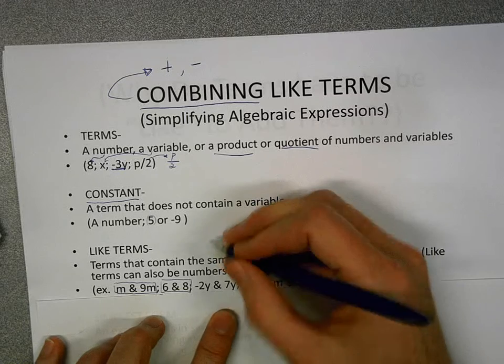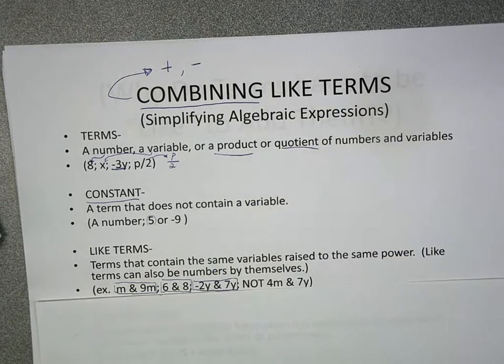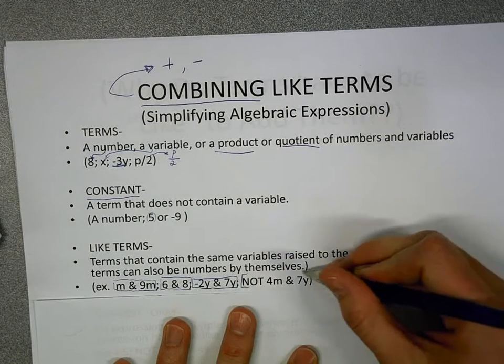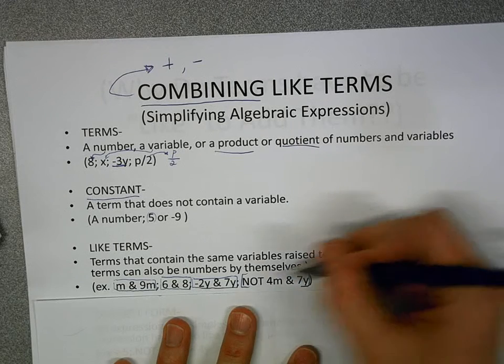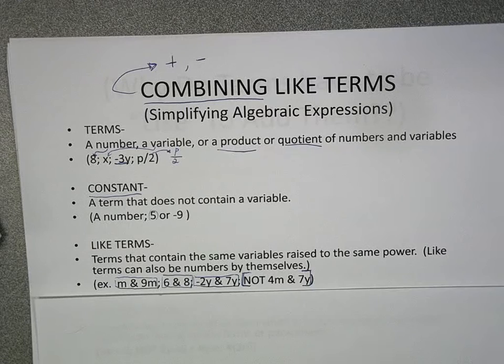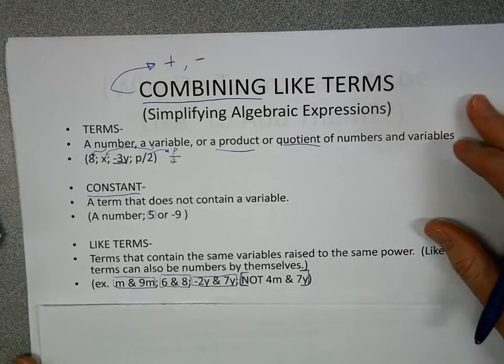Then we have something like -2y and +7y. Those are considered like terms because they have the same variable, y's. Now, if you notice, I also give a little counter example that says not 4m and 7y. Those are not like terms because they don't have the same variable.